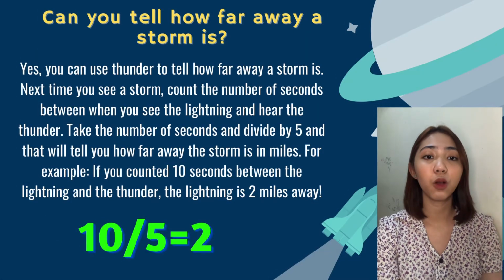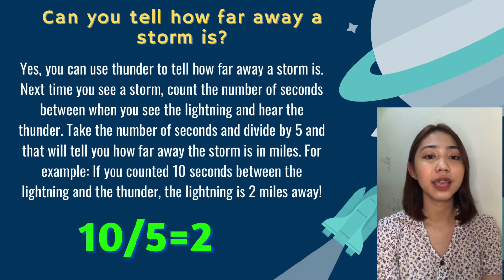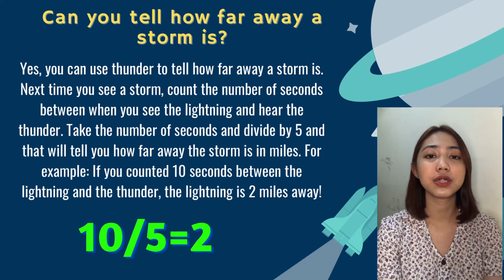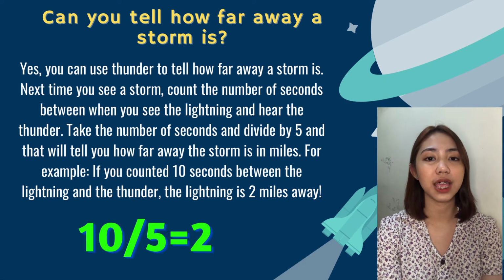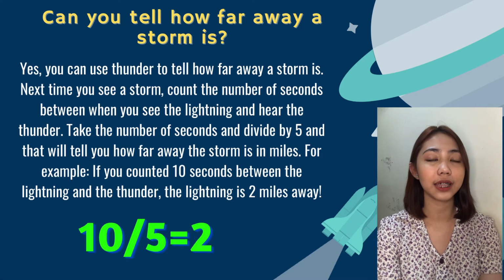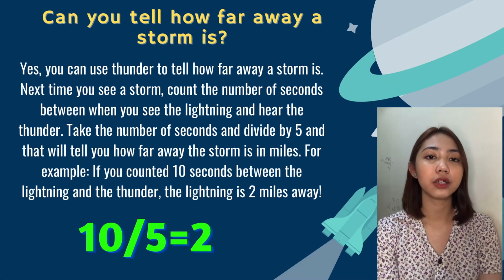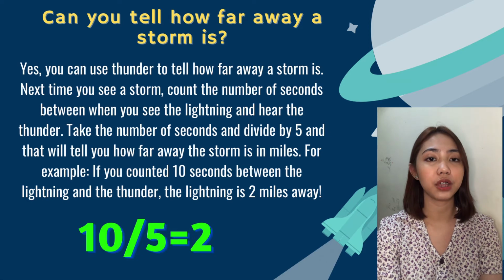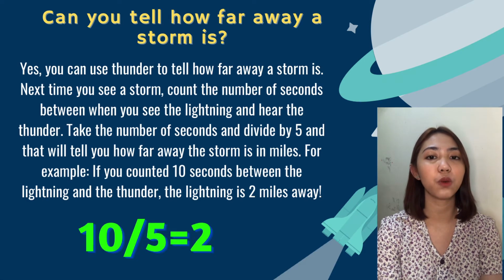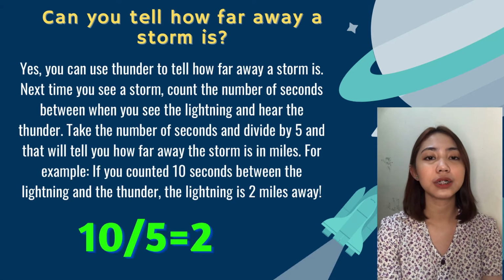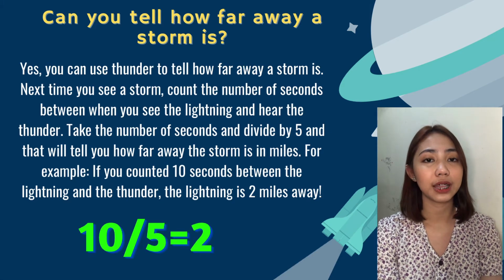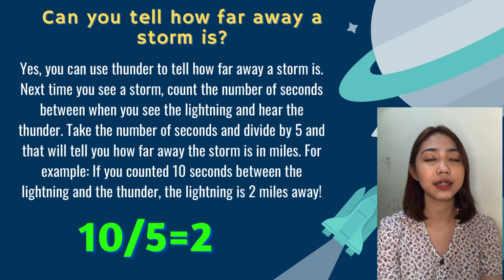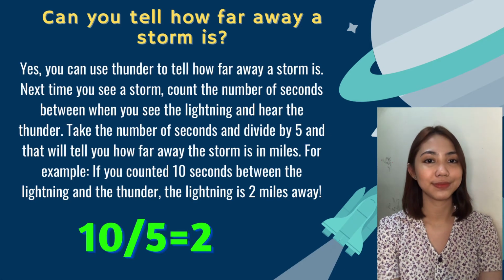Can we tell how far away a storm is? Yes, we can. Next time you see a storm, count the number of seconds between when you see the lightning and hear the thunder. Take the number of seconds and divide it by 5, and that will tell you how far away the storm is. For example, if you counted 10 seconds between the lightning and the thunder, the lightning is 2 miles away.